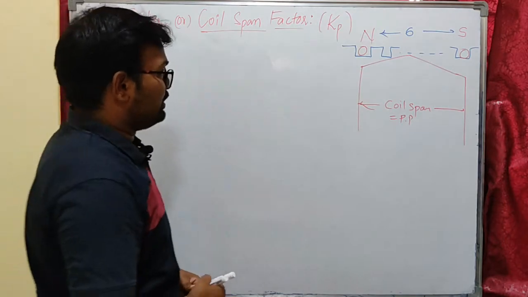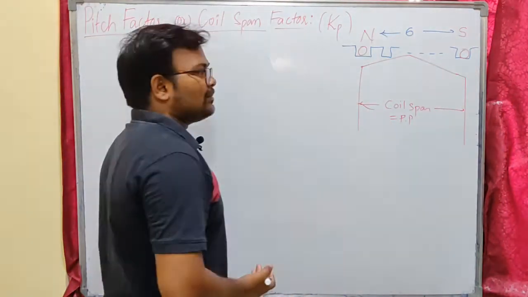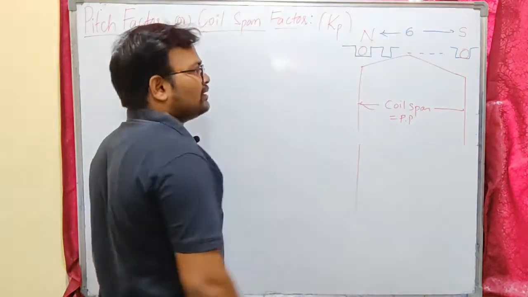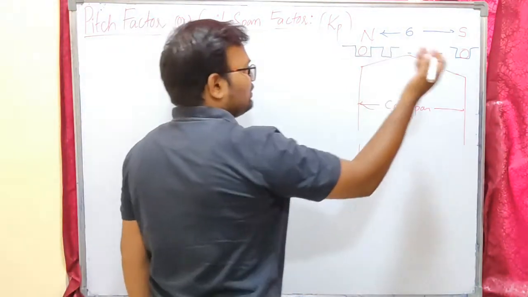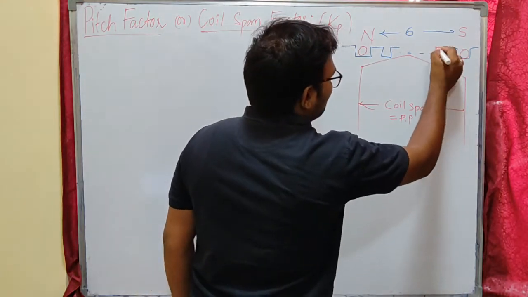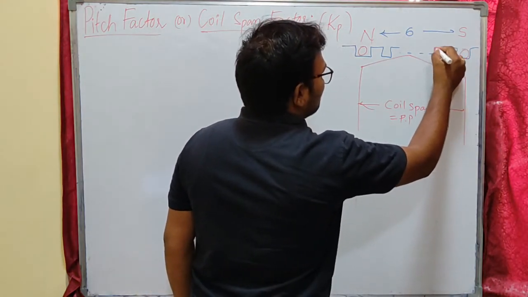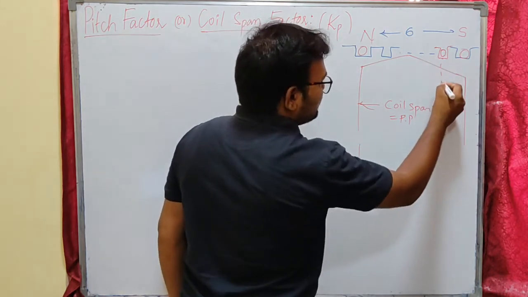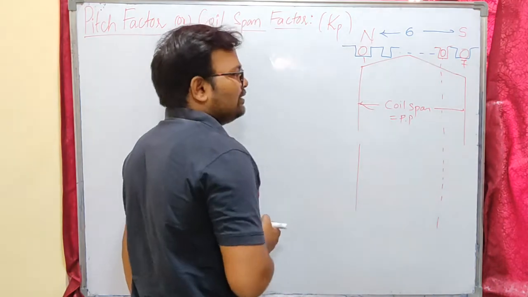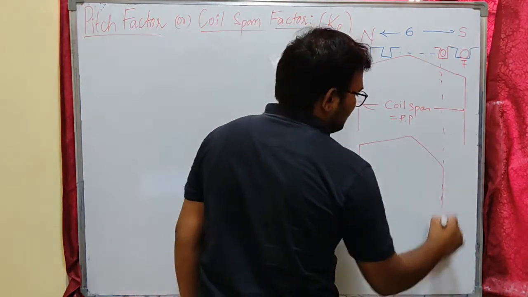So what is short pitch winding? That means we are going to reduce the coil span less than pole pitch. If I place my coil side here, I will place another coil side at a distance which is less than pole pitch. That means I am going to place this in the slot which is adjacent to my coil number 7. Let me consider 7.